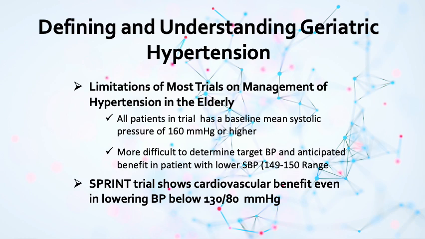It has also become apparent that treatment may be subtly beneficial in reducing the incidence of dementia compared to placebo. However, all of these trials prior to SPRINT included patients with baseline mean systolic pressure of 160 millimeters mercury or more, making it more difficult to determine target blood pressures and anticipate benefits when an elderly patient presents with a systolic blood pressure in the 140 to 159 millimeters mercury range. However, the SPRINT trial shows cardiovascular benefits in lowering blood pressure below 130 over 80 even for elderly patients.